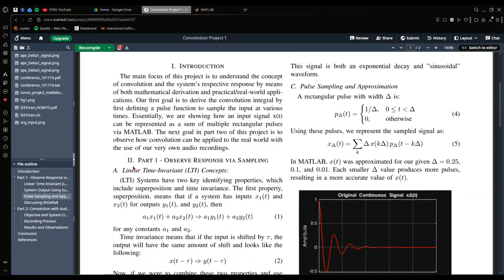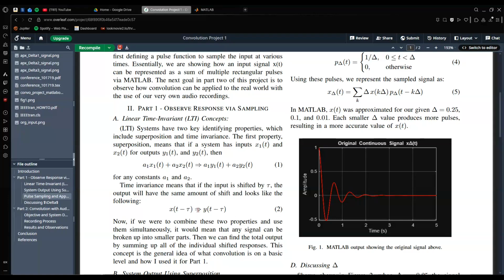Now, let's start with talking about linear time invariant, or LTI, systems. LTI systems have two main properties: superposition and time invariance. Superposition, in my opinion, is pretty simple. If we have one input x1 of t with output y1 of t, and another input x2 of t with output y2 of t, then summing up the inputs gives the same as summing up their outputs: x1 of t plus x2 of t gives y1 of t plus y2 of t.